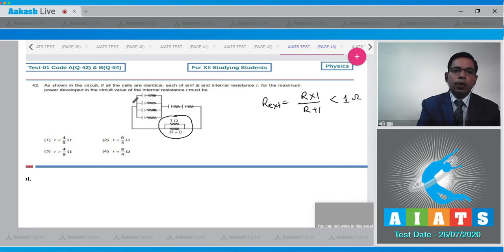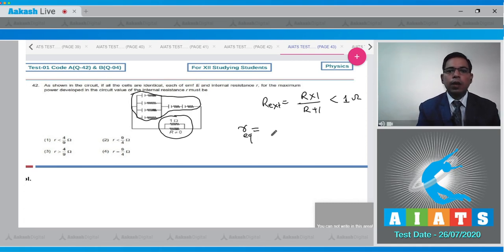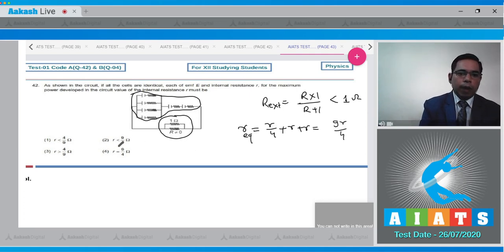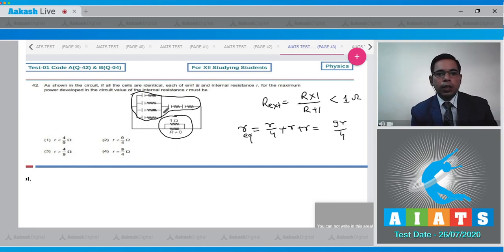Now what will be the total internal resistance of this combination? R is given as, this combination has R by 4 resistance, and this combination has R and R, that means R plus R. Now we can see that this will be 9R by 4. Now for maximum power, what will happen? This resistance is equal to this resistance, that means for maximum power R is equal to R external.